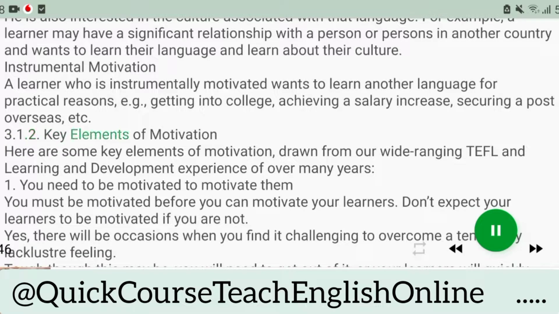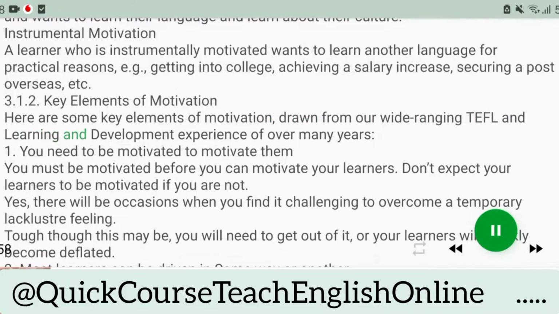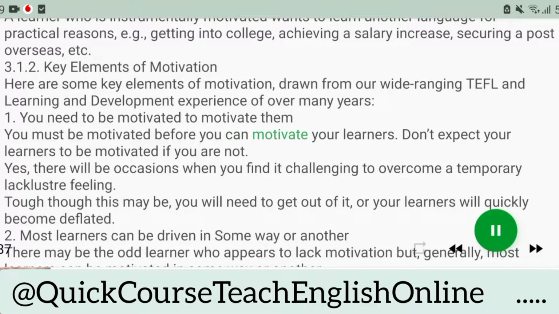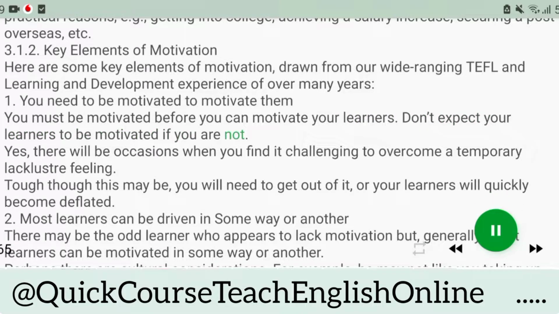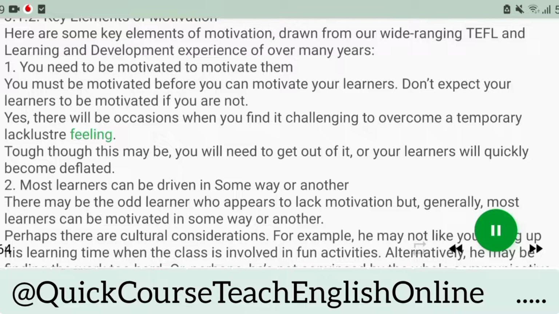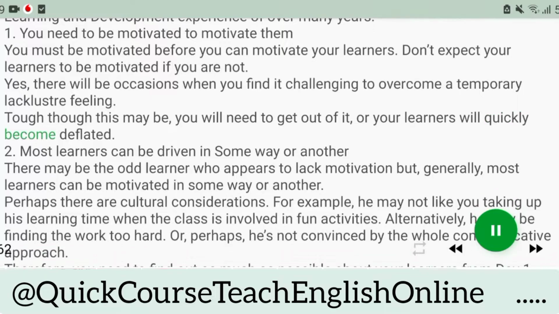3.1.2. Key elements of motivation. Here are some key elements of motivation, drawn from our wide-ranging TEFL and learning and development experience over many years. 1. You need to be motivated to motivate them. You must be motivated before you can motivate your learners. Don't expect your learners to be motivated if you are not. Yes, there will be occasions when you find it challenging to overcome a temporary lackluster feeling. Tough though this may be, you will need to get out of it, or your learners will quickly become deflated.